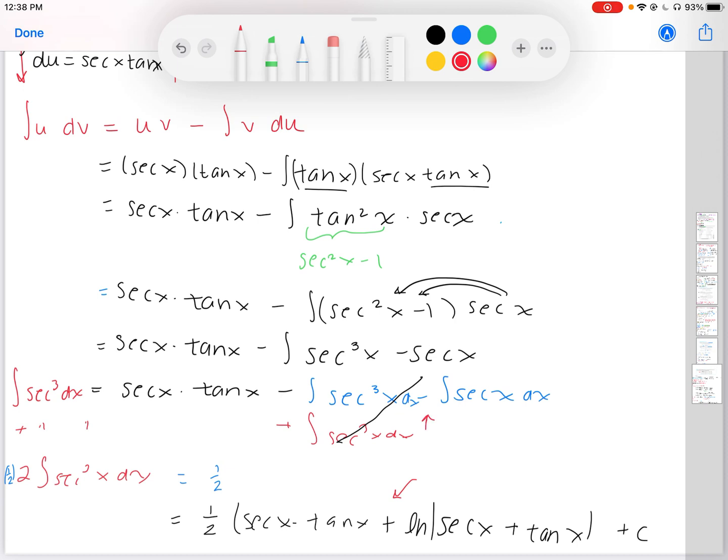Now, in case you're wondering, how did this turn into a plus from a minus? Well, we're subtracting. We have a minus and we have this minus here. So we had to distribute that negative. That's how it turned into a plus.